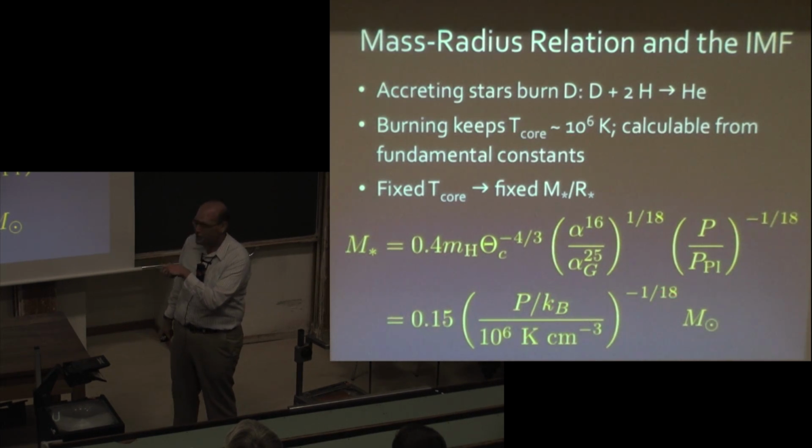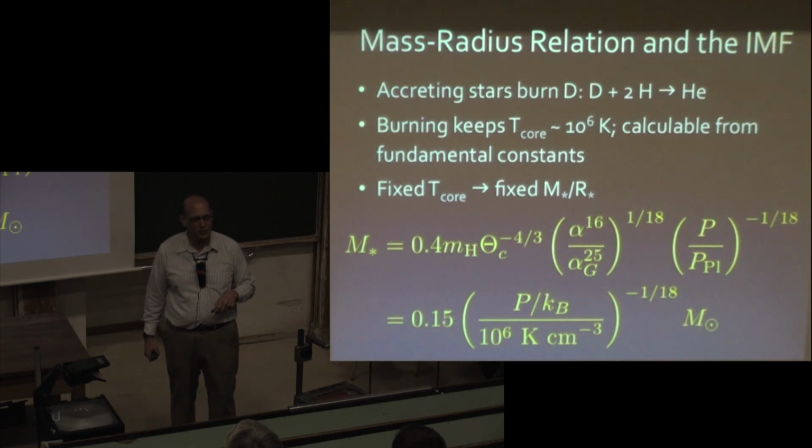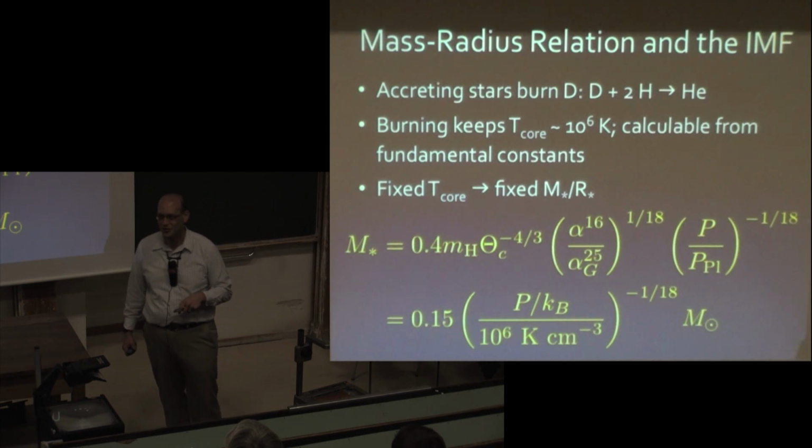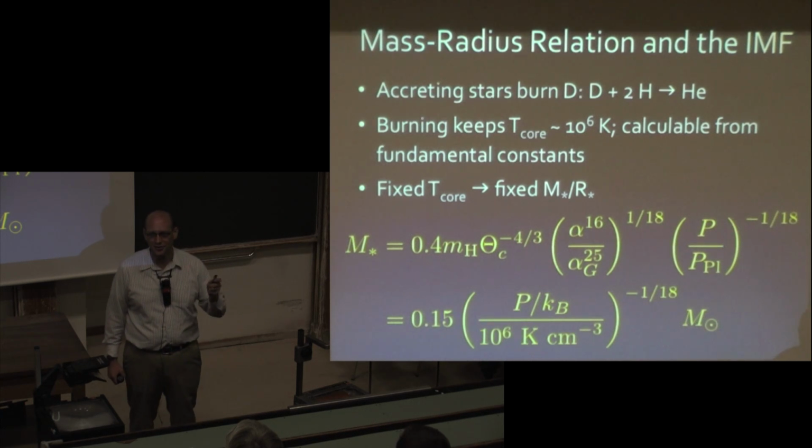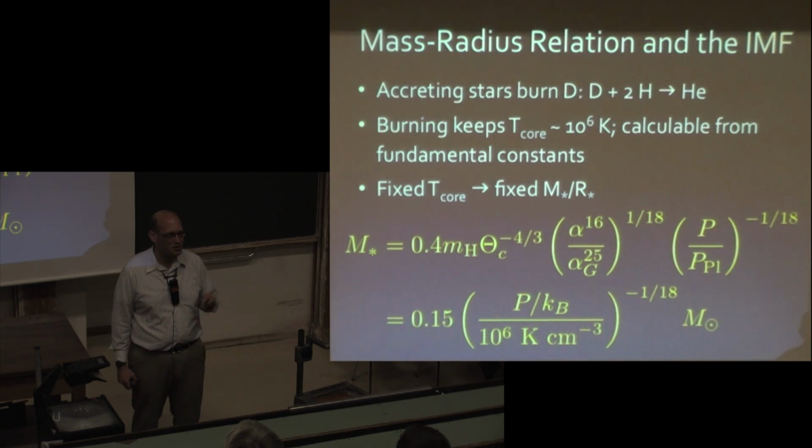That's 10 to the 6th to the 1/18th. That's 10 to the 1/3 power, so it's about a factor of 2. So if you raise the pressure by a factor of 10 to the 6th, the characteristic mass of stars will go down by about a factor of 2.